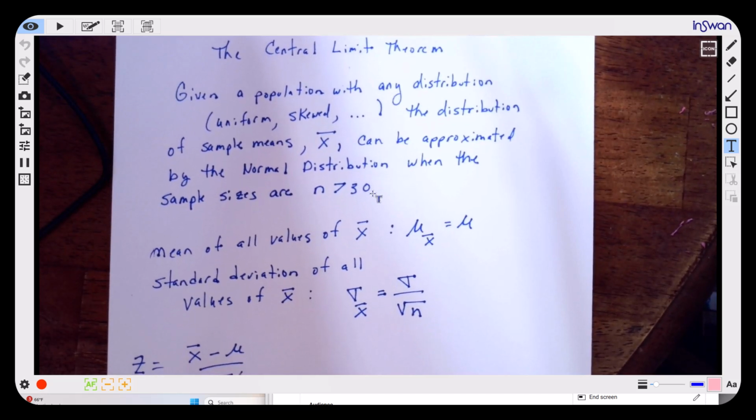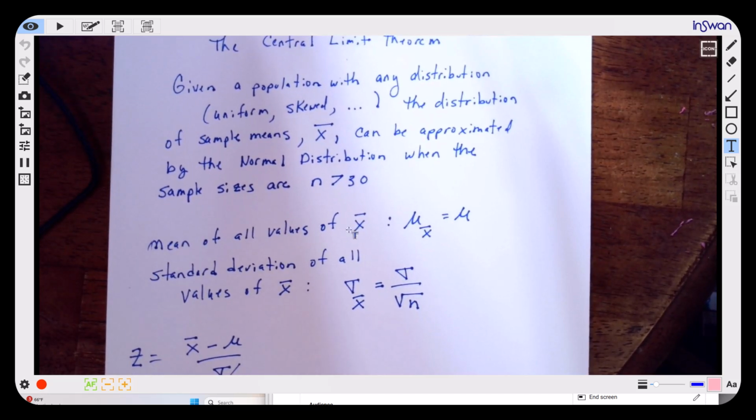So the mean of all the values of x bar. Now again, this is a mean. Recall from the normal distribution, we were just given x. We weren't looking at means of x's, or means of the data we were given. We were looking at a specific value of x. Now we're looking at the mean of x bar, mean sub x bar, and it's just going to be the mean of the distribution.